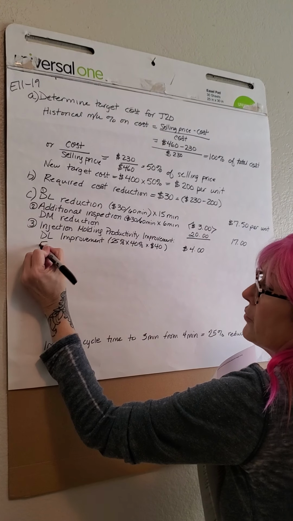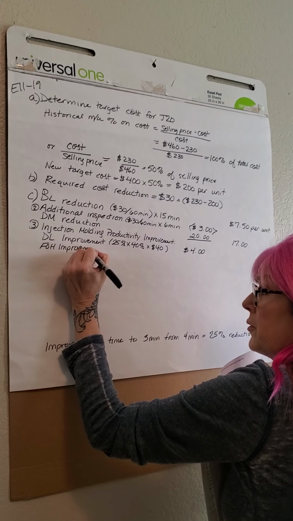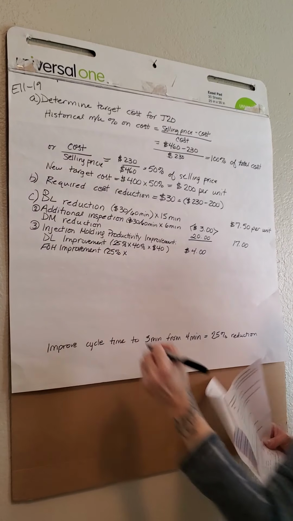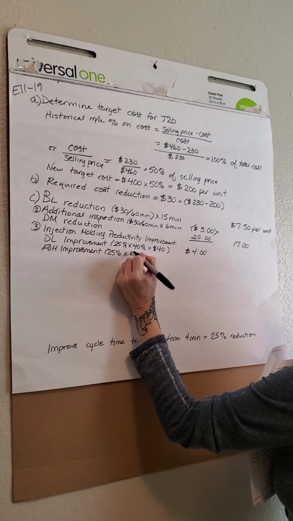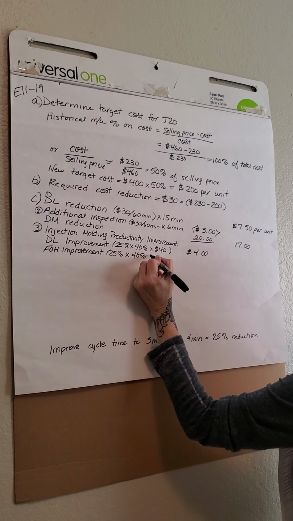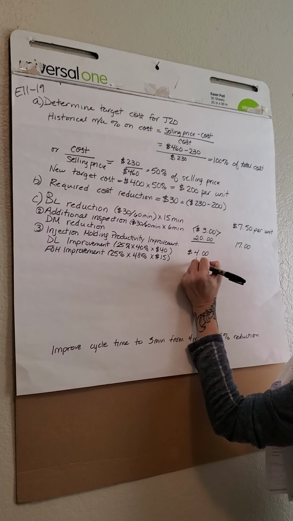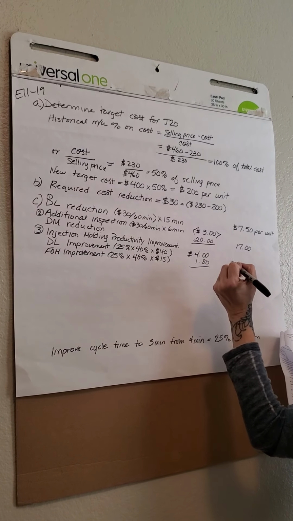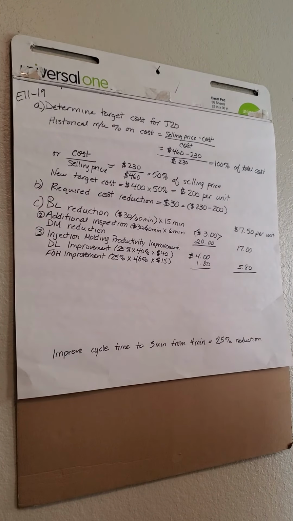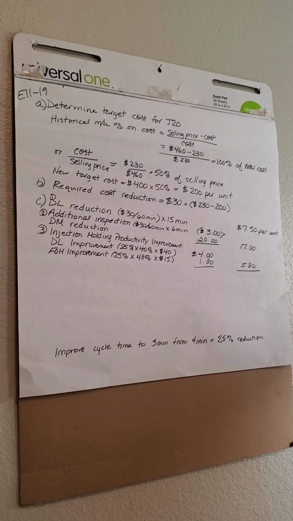And then we've also got our factory overhead improvement. Again, we have that cost reduction of 25%, but factory overhead, 48% of that is related to the injection molding, and we're going to multiply that times the current $15 of factory overhead. That's going to give us $1.80, and that total improvement is going to be $5.80.